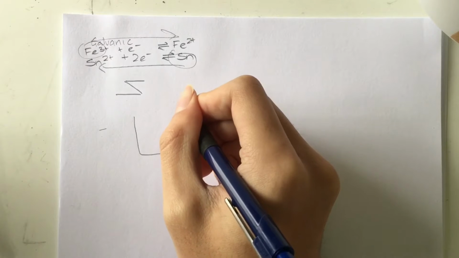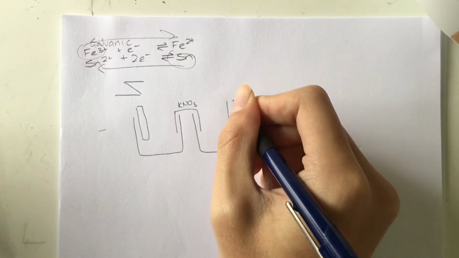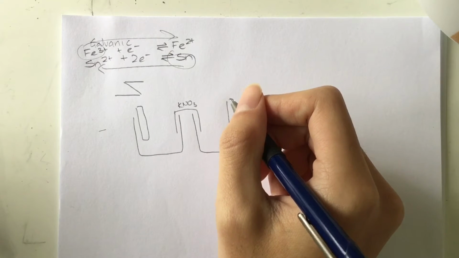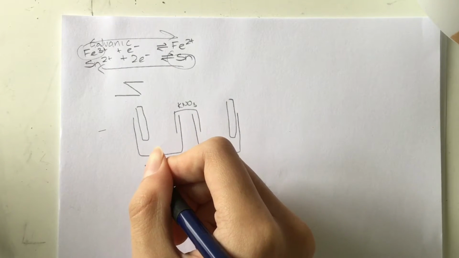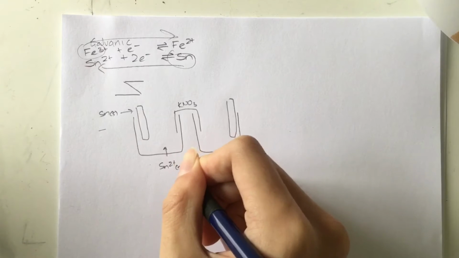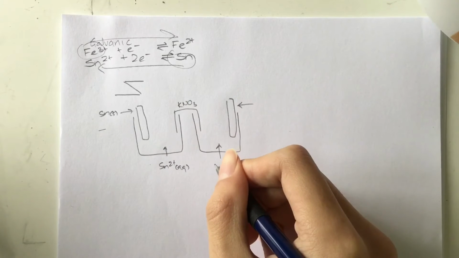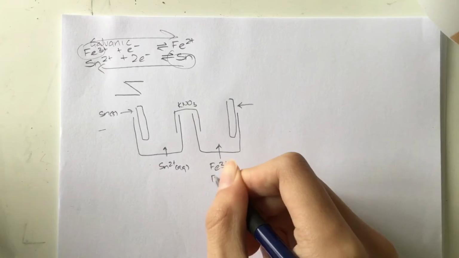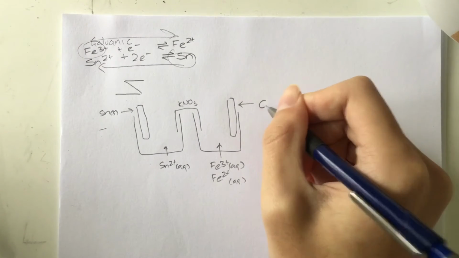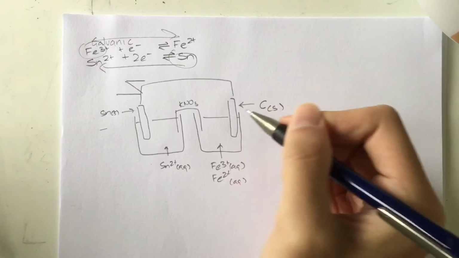There's the cell bridge, KNO3. And we'll make this the tin half cell. That's Sn solid, and that's Sn2+ aqueous. And then because both the reactant and the product are aqueous, we use an inert electrode like carbon, graphite.